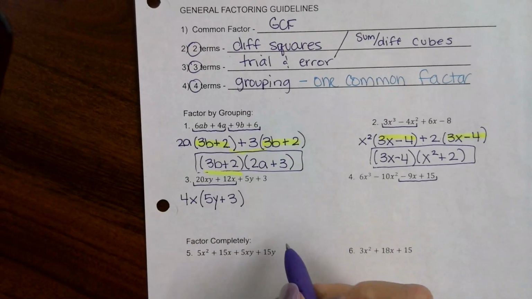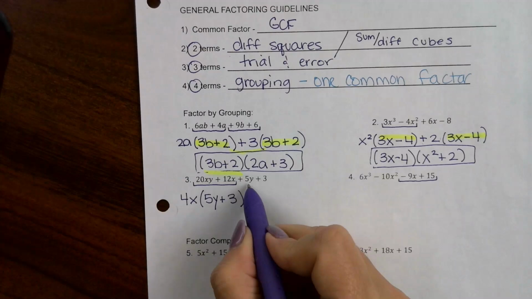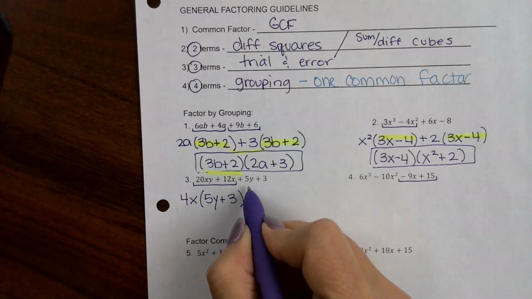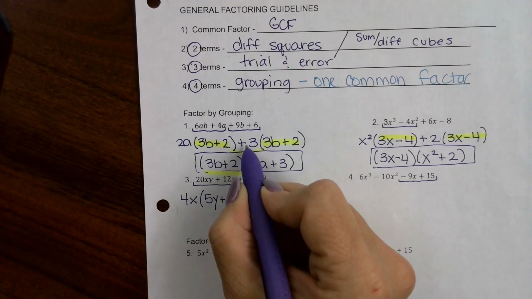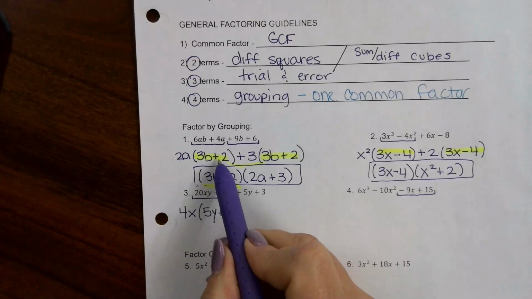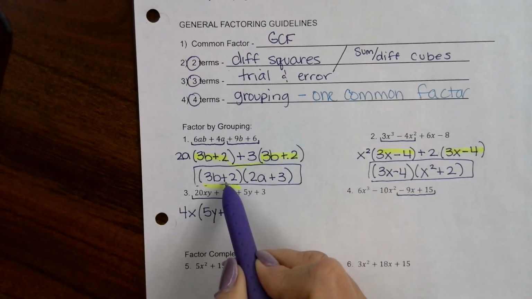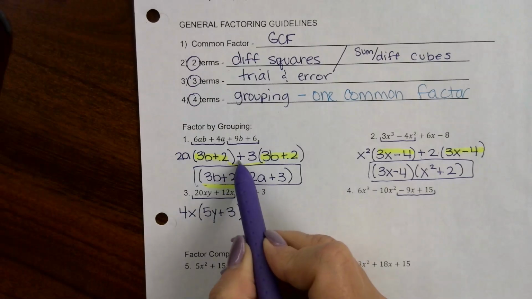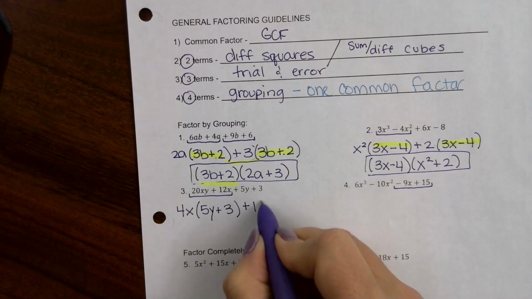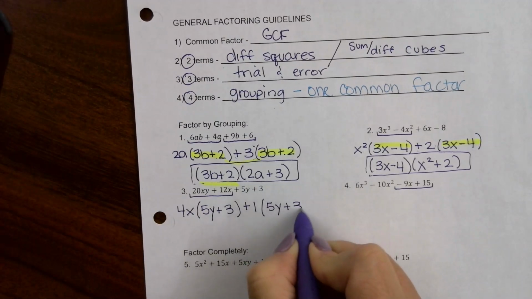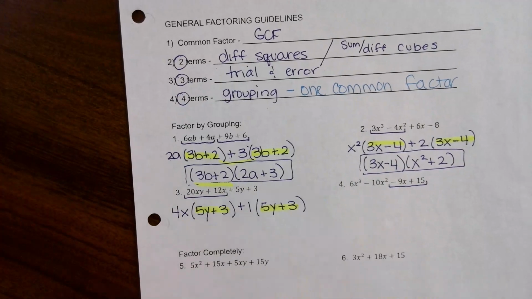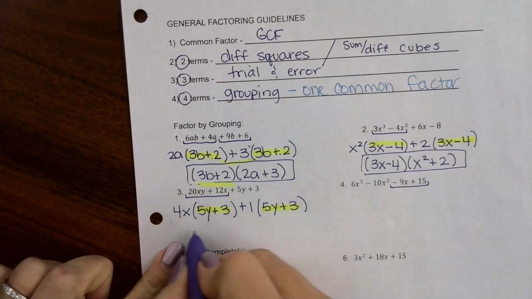Okay, well this part over here is a little funky, right? Because it says plus 5y plus 3. Well, that's what I want, right? But when I'm grouping, I have to have this second term to make my second factor. So let's go back up here and look at this one. I have 3b plus 2 and 3b plus 2. So I pulled one of those out. I factored that out. And then I have this that's left. So what this means is I'm going to add a plus 1 right here, and I'm going to keep this 5y plus 3. So now I have that common factor, which is 5y plus 3.